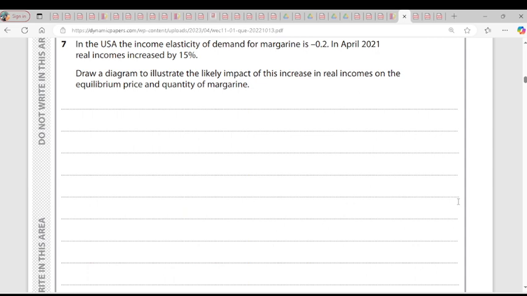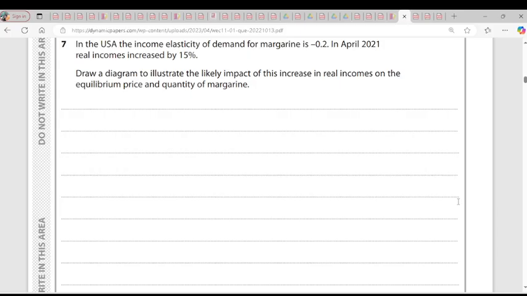So what is income elasticity of demand? It is the degree of responsiveness of the quantity demanded of a product as a result of a change in the level of income. So if our YED is giving us a negative figure, it means it's an inferior good. That is the first point. Do you get that point? So because the YED is negative, that point is settled.